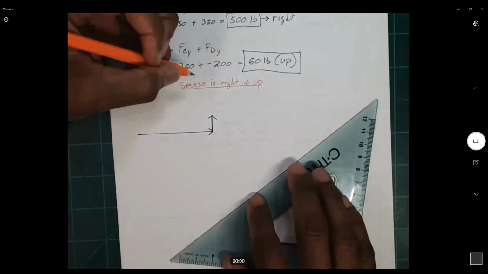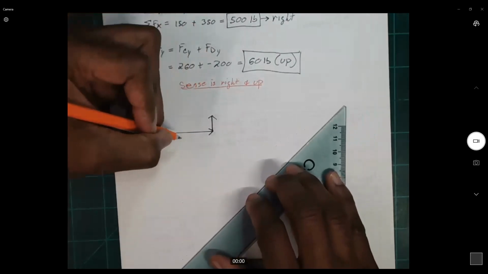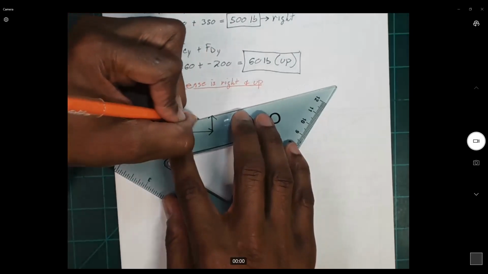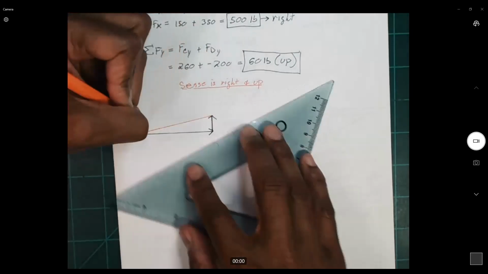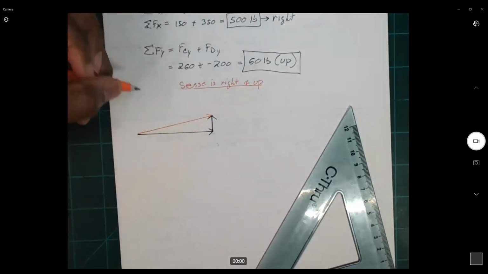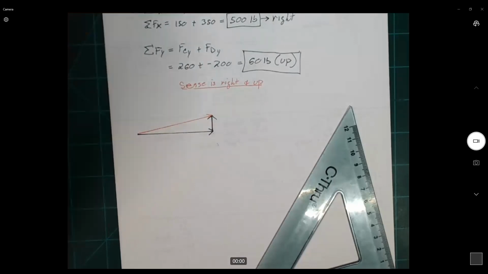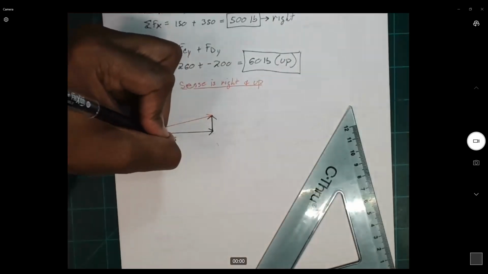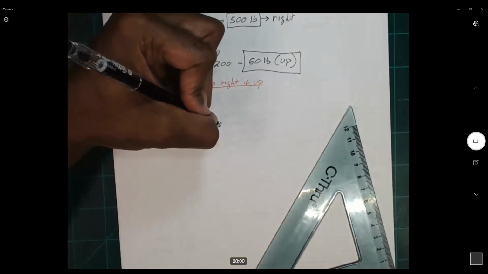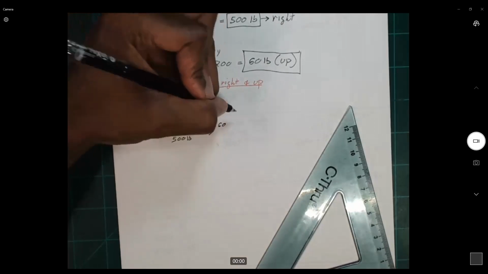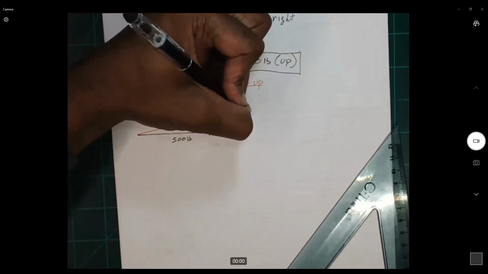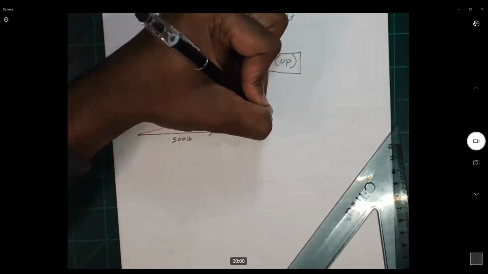Now let us solve for our resultant force, which is the magnitude of our hypotenuse. So we're going to call this 500 pounds. We're going to call this 60 pounds. And how are we going to do this? Equals c squared.